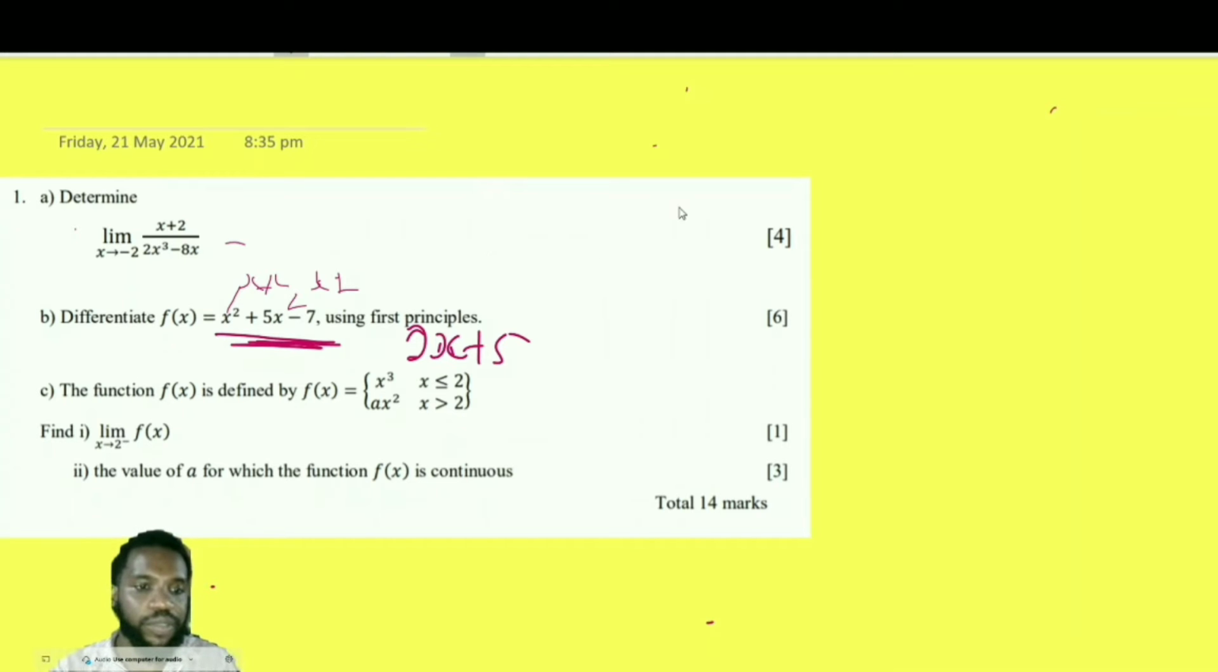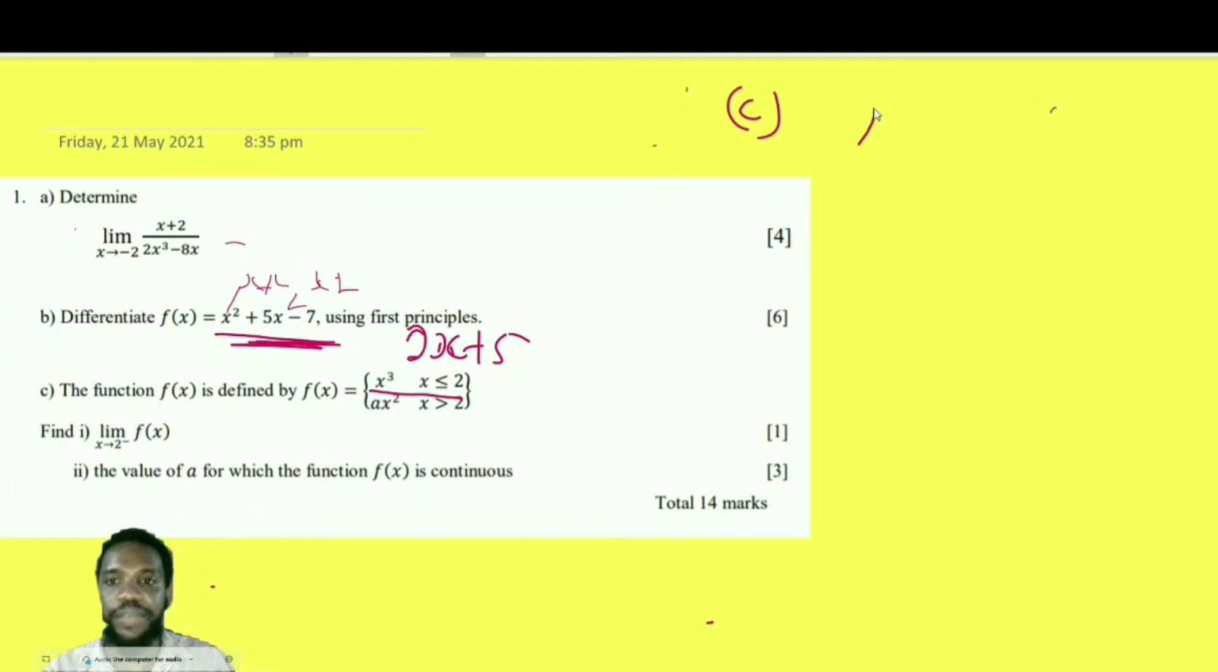Alright, my final question, which is part C in this part, says the function f of x is defined by f of x equal x cubed when x is less than or equal to 2 and ax squared when x is greater than 2. This is what you call a piecewise function. Now it says find the limit of f of x as x tends to 2 from the left. From the left, we know it's going to be less than, which is going to be referring to this function.